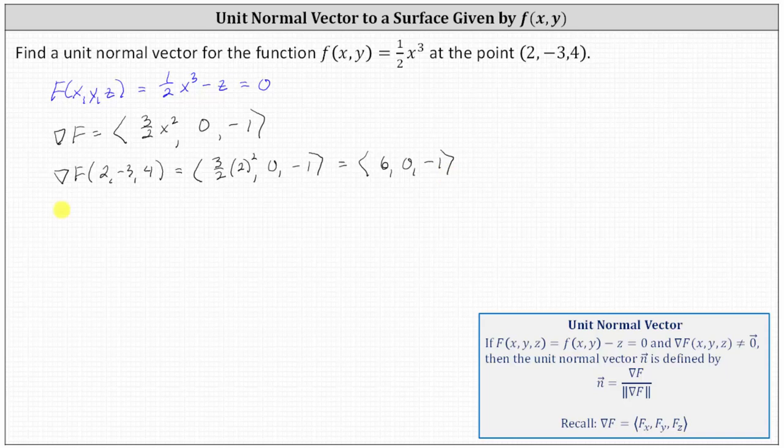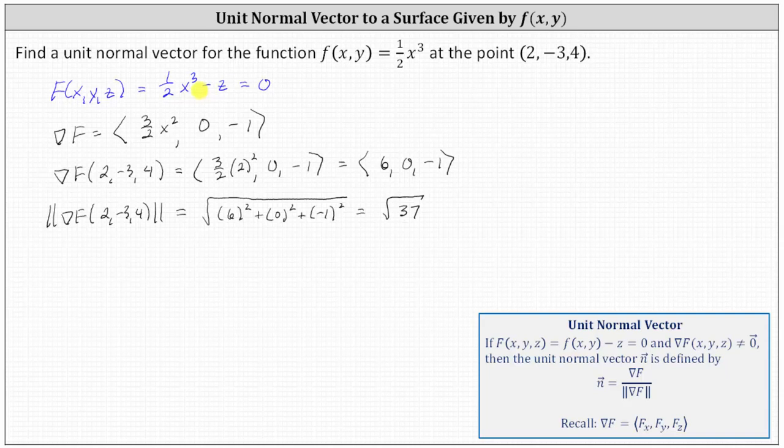And now we'll determine the magnitude of the gradient vector, which equals the square root of the sum of the square of 6, the square of 0, and the square of negative 1, which equals the square root of 37.